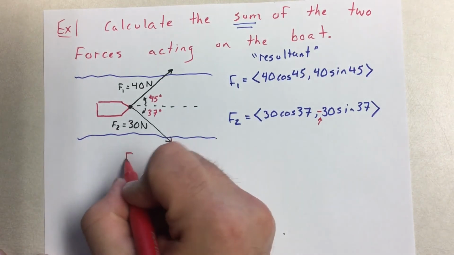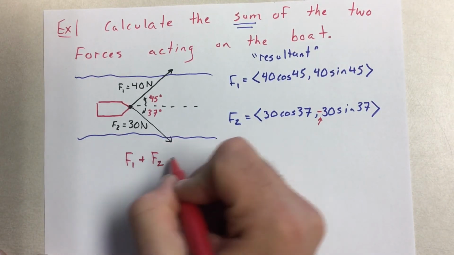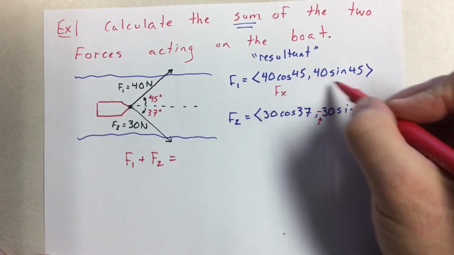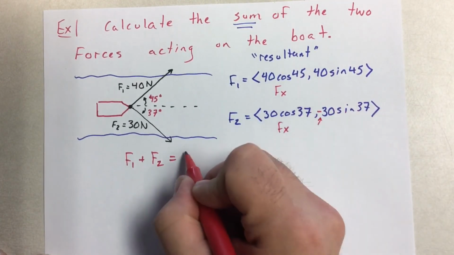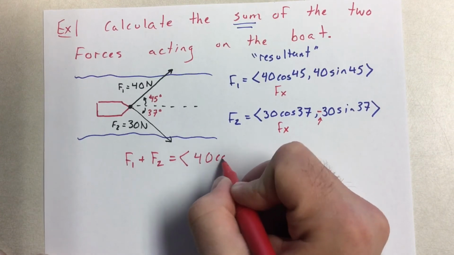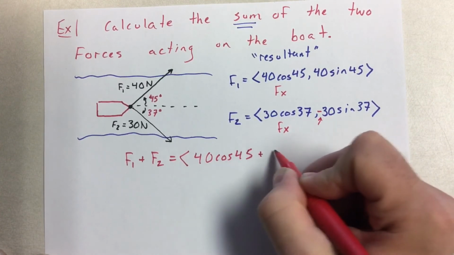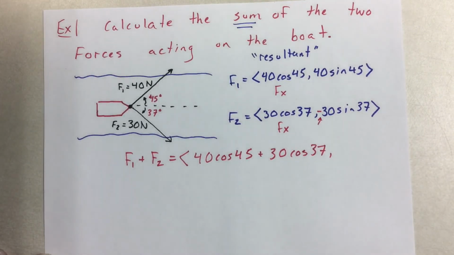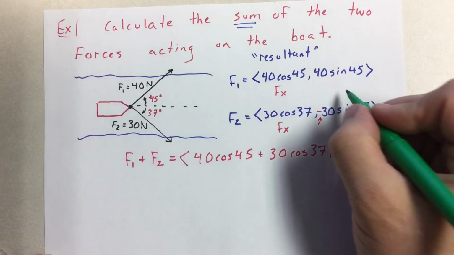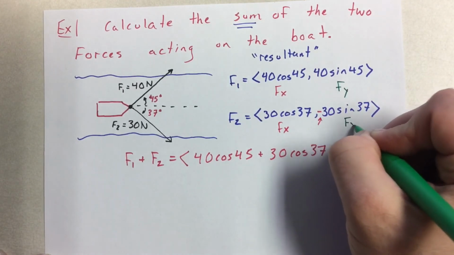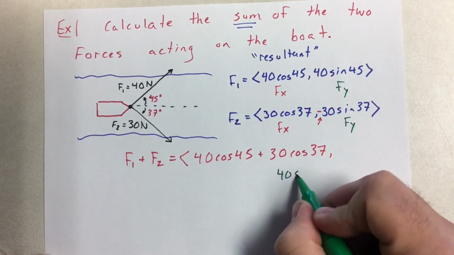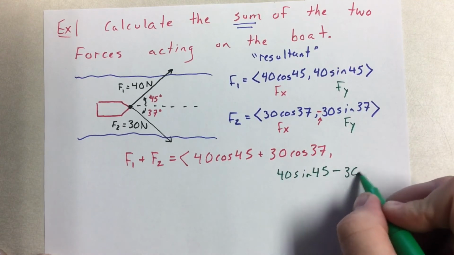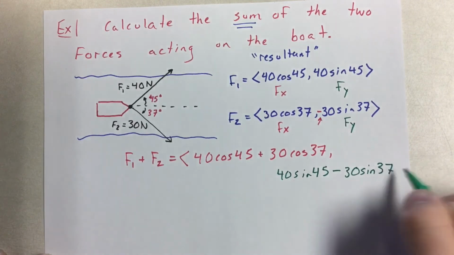So now we want to calculate the sum. If I want to find the sum of force 1 plus force 2, we have learned that that's adding the components. So we add our x component with our x component. So that's 40 cosine of 45 plus 30 cosine of 37. And then we are going to add our y components. So we would have 40 sine of 45 minus 30 sine of 37.